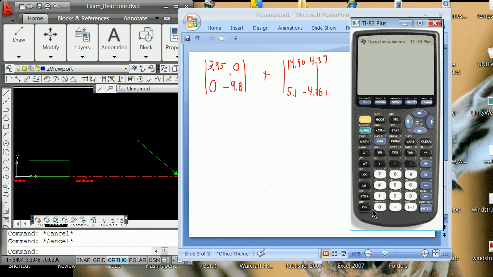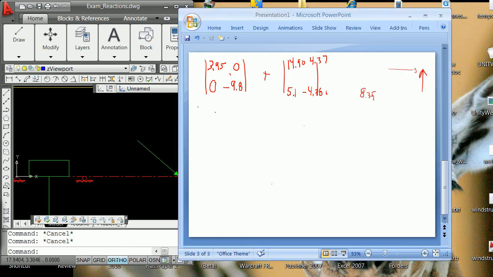3.95, if you turn it on, clear, 3.95 times a negative 9.8. That gets you minus 38.71. Perhaps you go ahead, it's probably a good idea, minus 38.71 plus, and then you go through the calculation again.